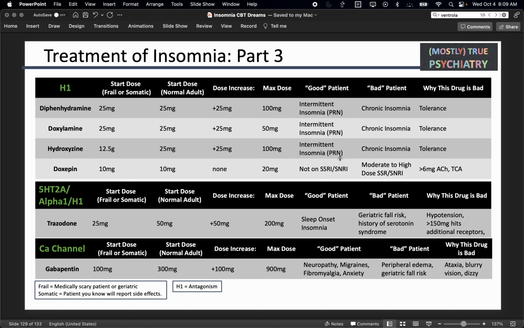Calcium channel blocker, gabapentin, can be sedating. It's definitely not first line. Basically, if you have a lot of anxiety at night and that's causing you problems falling asleep, gabapentin might help you. Other than that, it isn't a particularly good sedative.